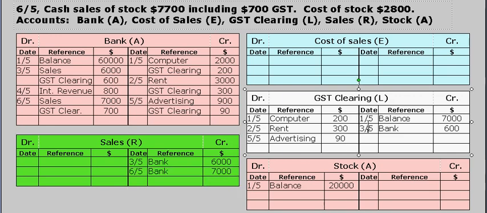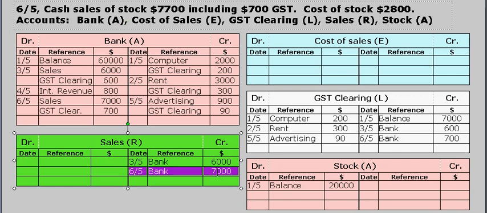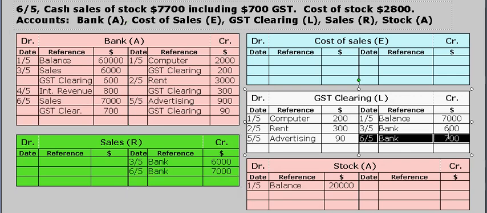And we go to GST clearing, and this is a liability account. And if we have received GST from our customers, that increases the liability. So we credit that account $700. So there it is, $700. And there's the other part of the entry, $7,000 to the sales account. And those two credits equal these two debits. So $7,700 in total debits equals $7,000 plus $700 total credits. The total value of the debits equals the total value of the credits.